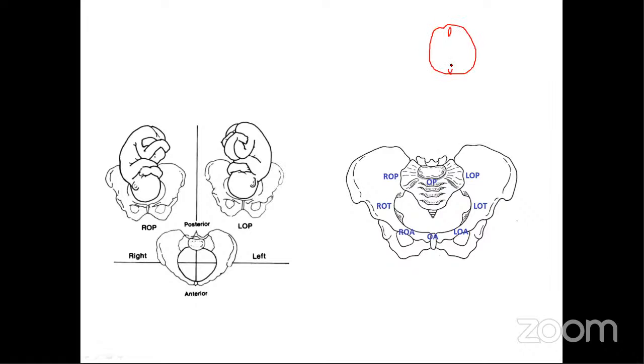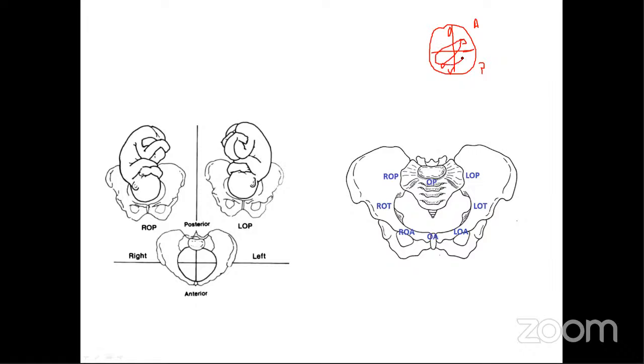So this is just the sacrum here. If you draw the quadrants, this is the posterior, this is the anterior, right? So whenever there are occipito-posterior positions, most commonly it is the right occipito-posterior position, especially if the pelvis is an android kind of pelvis.